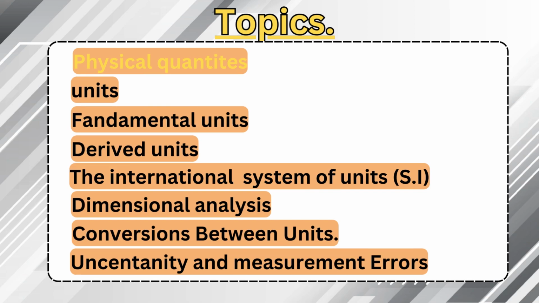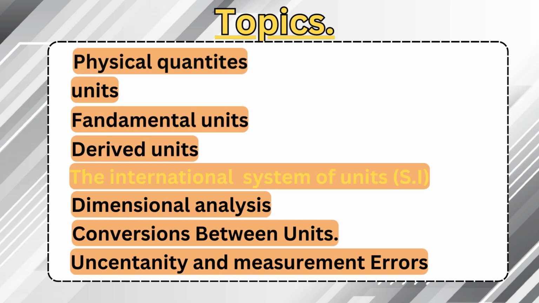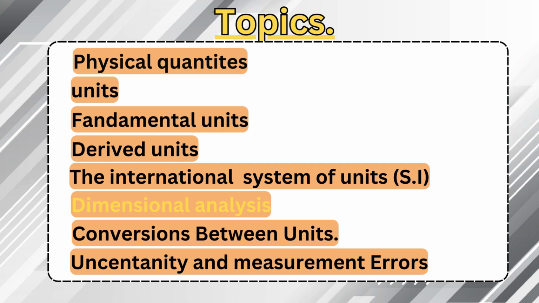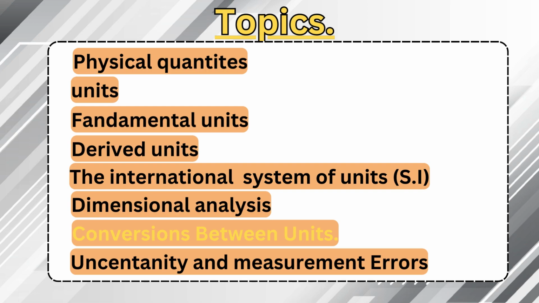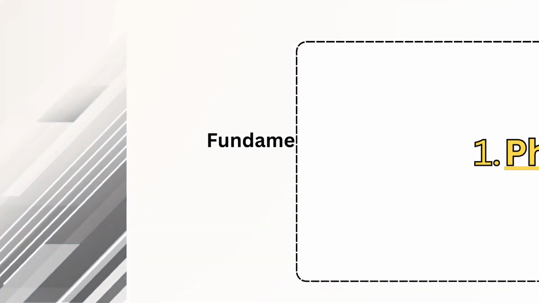The topics of this chapter are physical quantities, units, fundamental units, derived units, the International System of Units (SI), dimensional analysis, conversions between units, uncertainty and measurement errors.